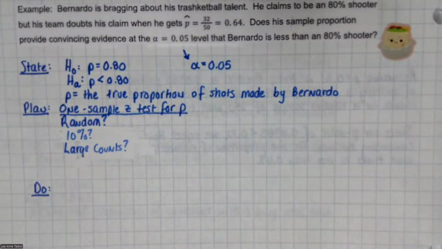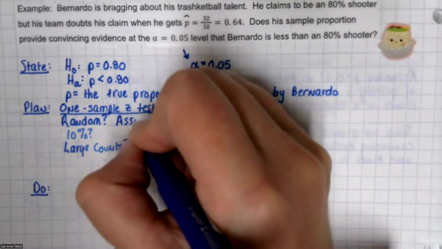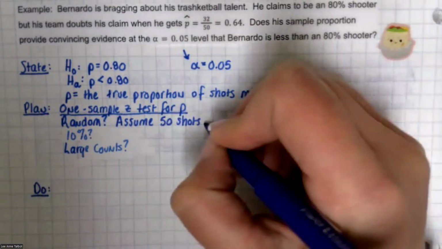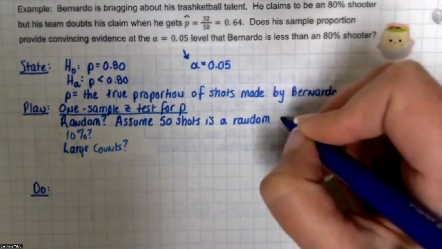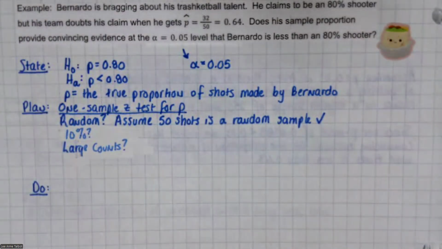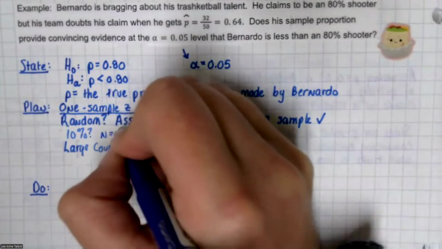Okay. Now, do you see random in there anywhere? No. Assume, right, great. Perfect. N equals 50.